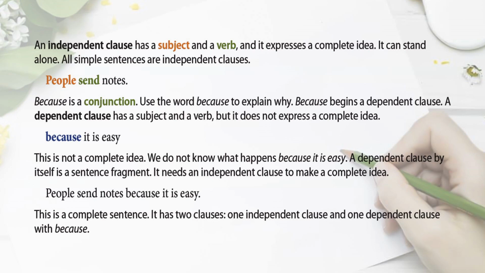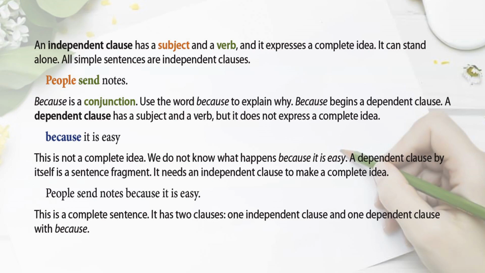Because is a conjunction. Use the word because to explain why. Because begins a dependent clause. A dependent clause has a subject and a verb, but it does not express a complete idea. Because it is easy, this is not a complete idea. We do not know what happens because it is easy.